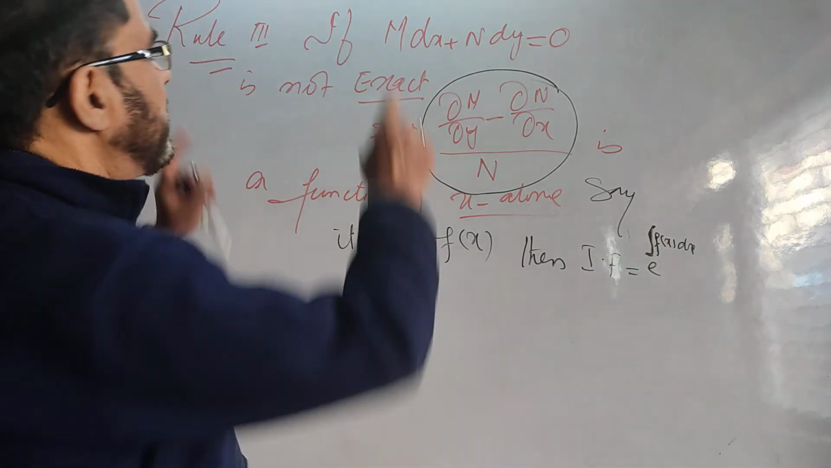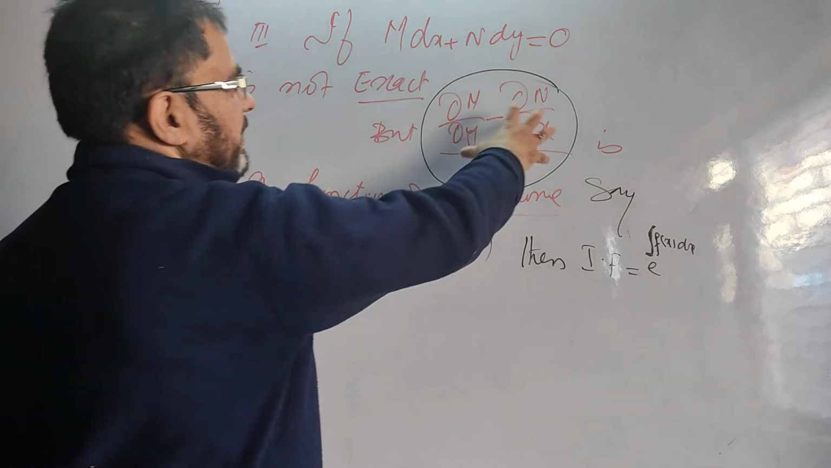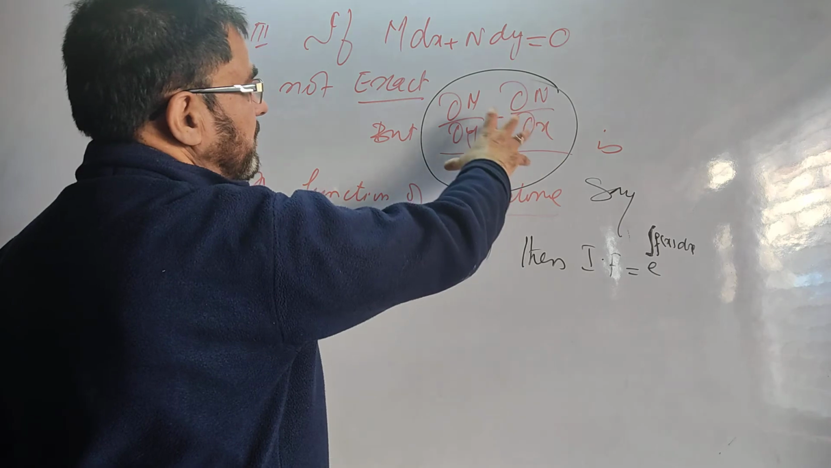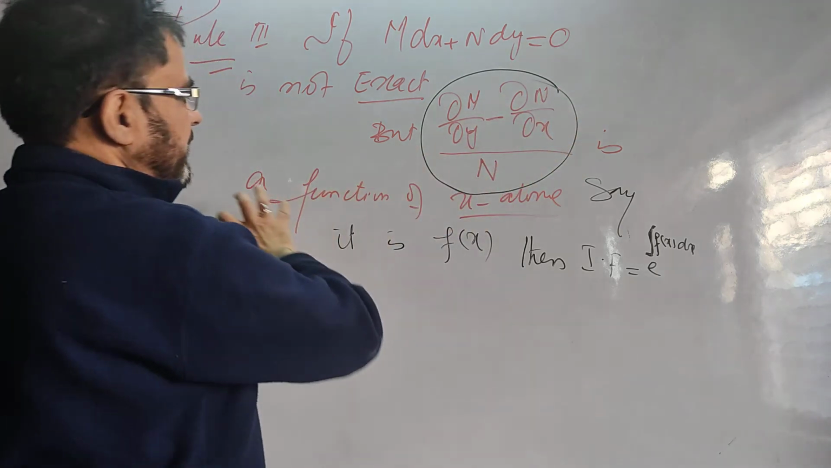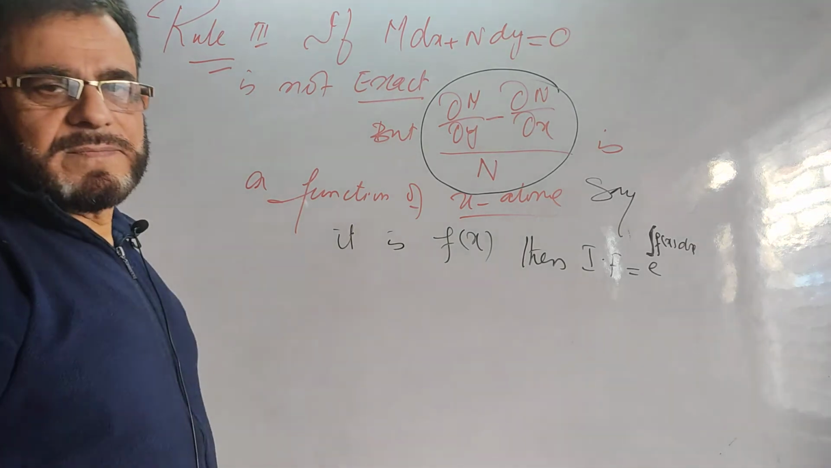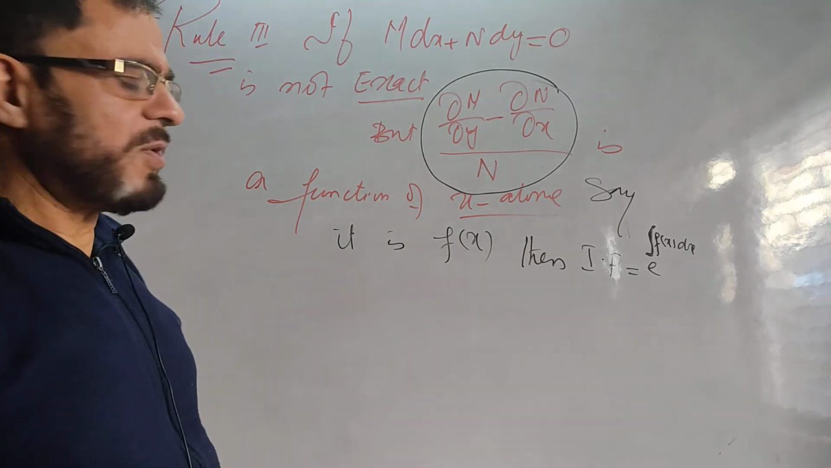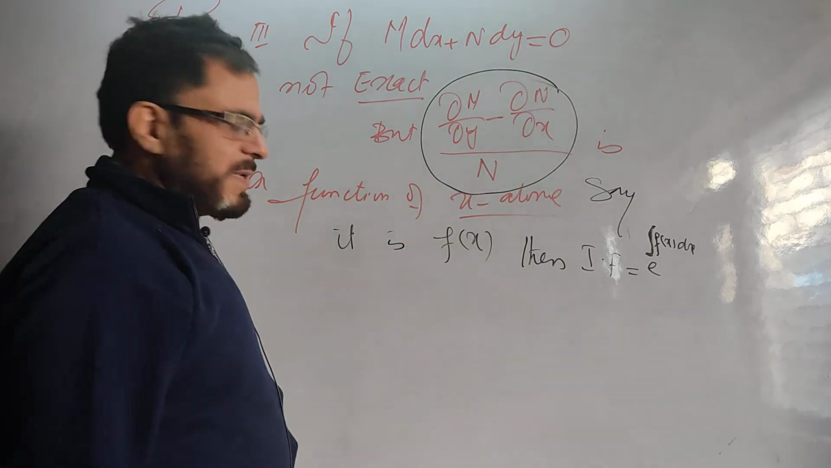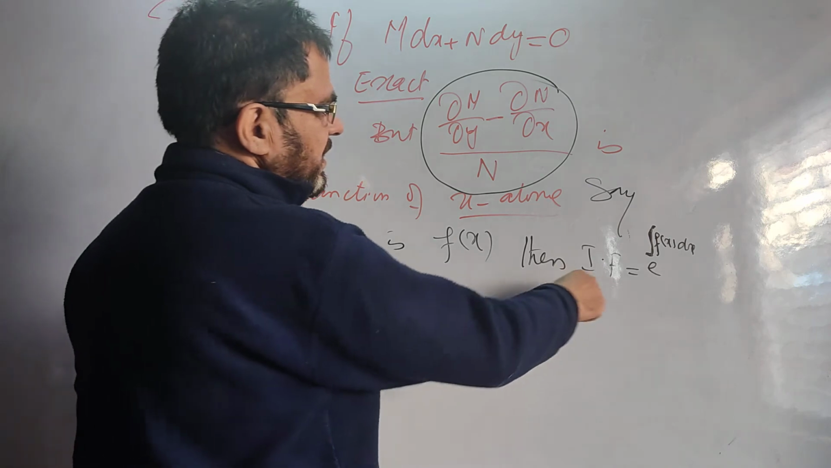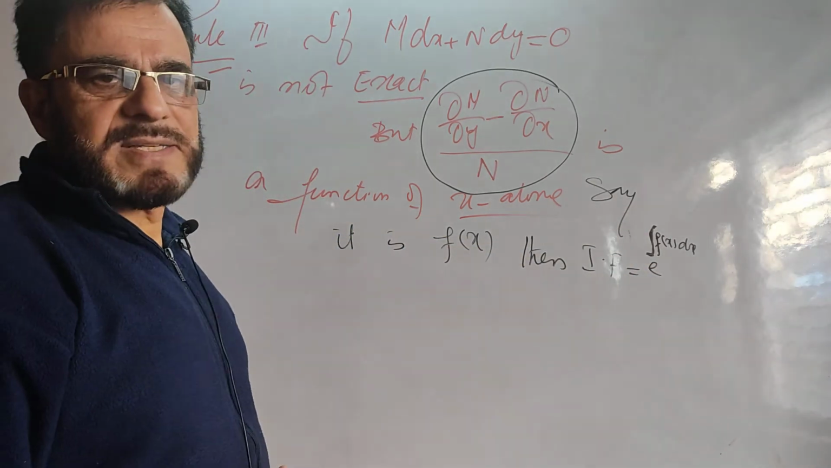In case it is not exact, but it takes this form, partial of M with respect to y minus partial of N with respect to x by N, we get only a function of x. Even if you get a constant, say 1 or 2, in that case also you can say it is a function of x alone, then the integrating factor will be e raised power. If it is constant 1, it will be e raised power x integrating factor.